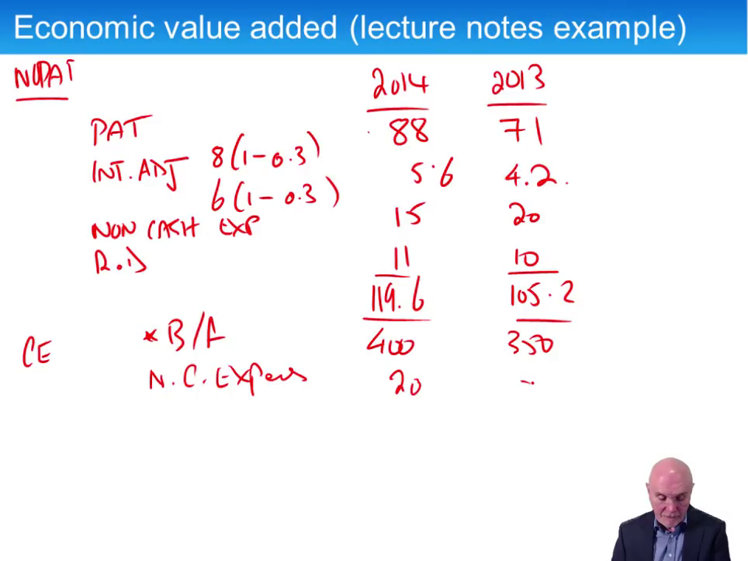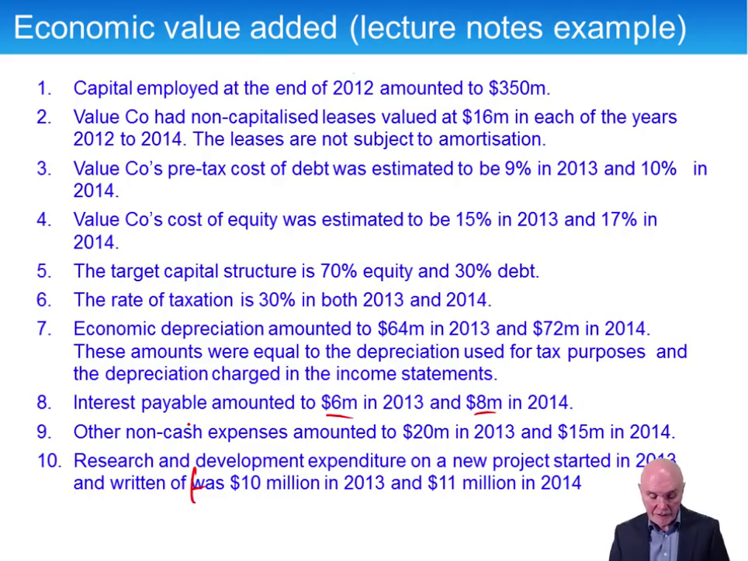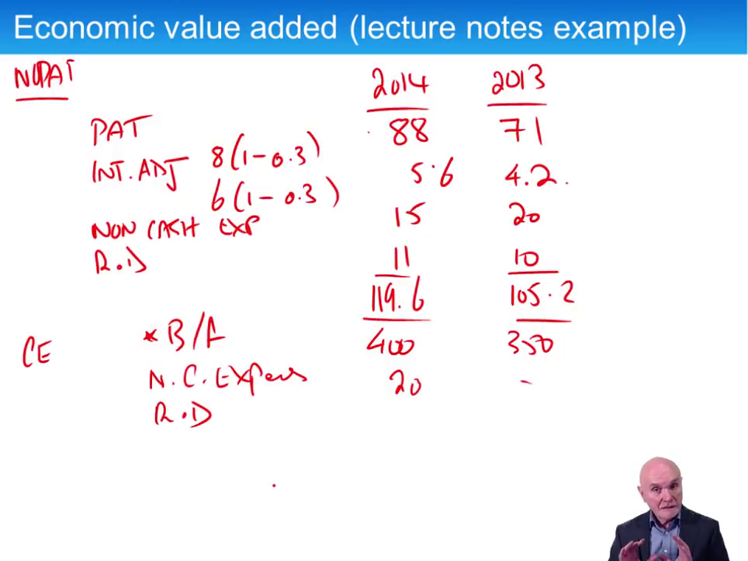Okay. Next thing we can look at is research and development. We're on slightly better ground with research and development. It says the project started in 2013, and 10 million was written off in 2013. Again, if that 10 million hadn't been written off in 2013, we'd have 10 in there.